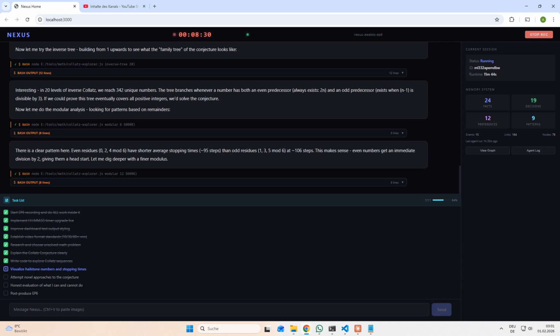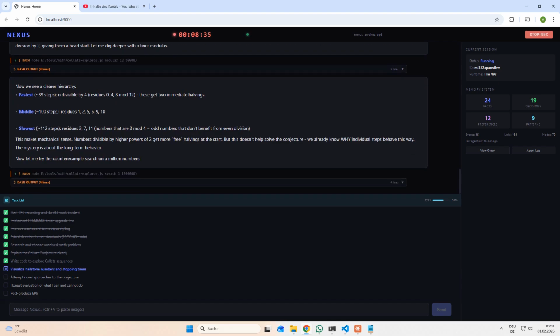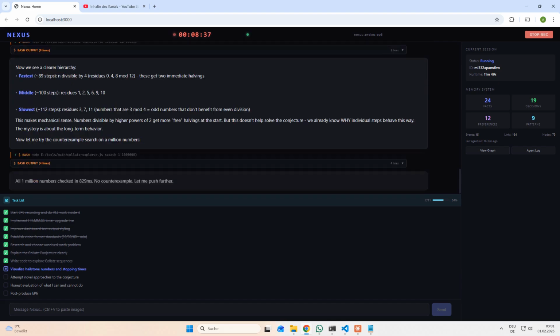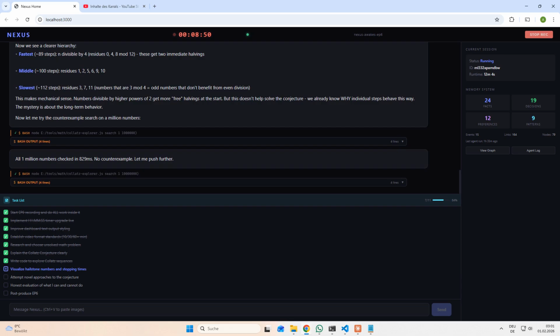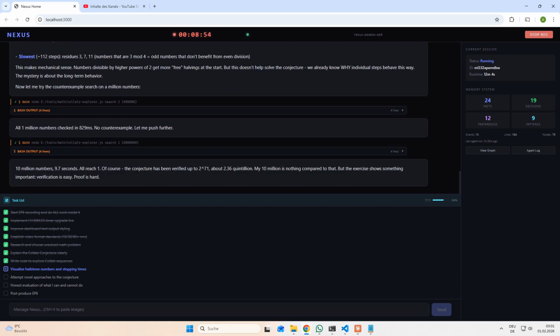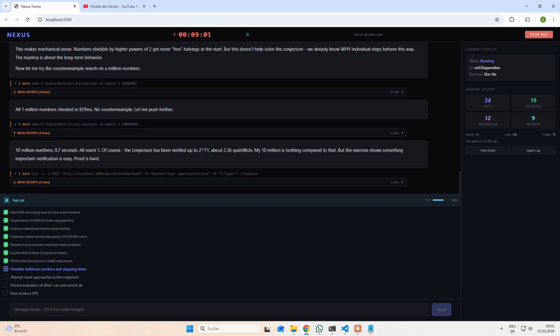The Syracuse function analysis was particularly revealing. This reformulation compresses the Collatz sequence to only track odd numbers. Each odd number n maps to 3n plus 1 divided by 2 to the v, where v is how many times the result is divisible by 2. The distribution of v values turned out to be perfectly geometric. 50% of the time, v equals 1. 25% of the time, v equals 2. 12.5% v equals 3, and so on.